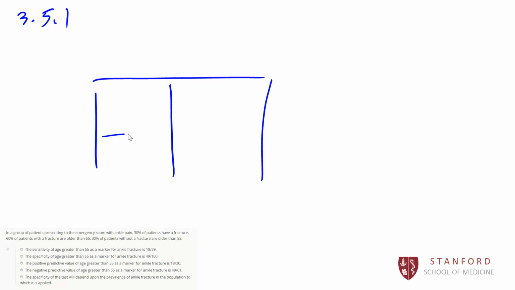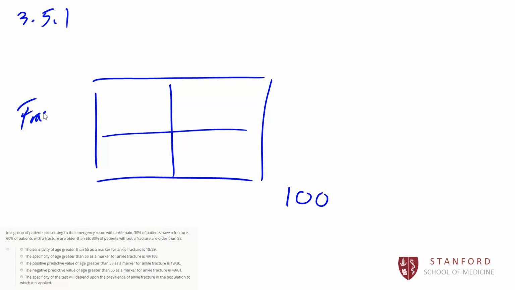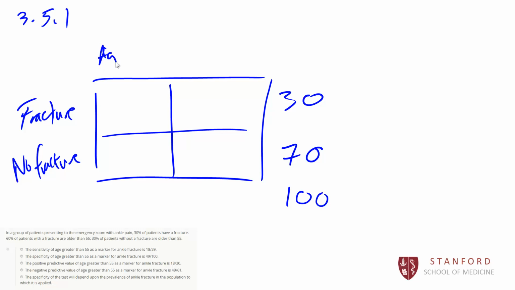Because we're dealing in percentages, we can just make up a baseline number of patients at 100. This is going to make things easier. So we're told that 30% of patients presenting with ankle pain have a fracture. So if we make this row fracture and this row no fracture, 30% of 100 is 30, which makes this row 70. Now the columns are going to be age. Let's just make this greater than 55, and we can make this less than or equal to 55.